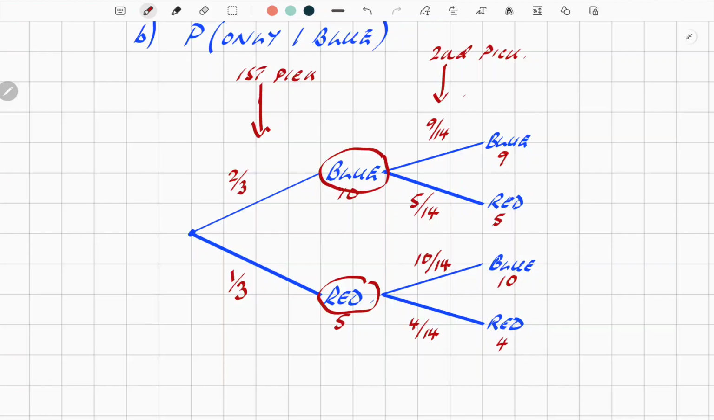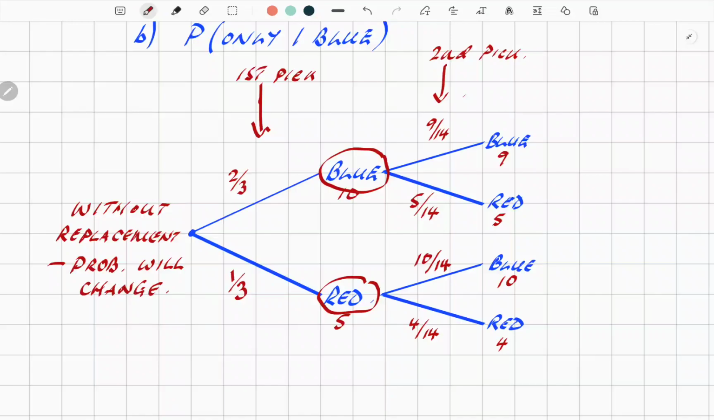Now, there are 2 things to note here, as I said earlier. It's without replacement. That's really important because that means the probabilities will change. After every pick, you've got to recalculate or work out the probabilities again. So we have all that now, and now we're going to use that diagram to actually answer the question.